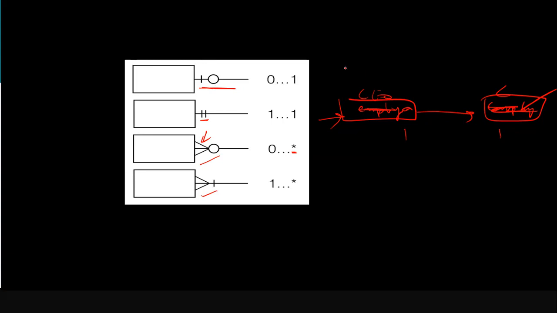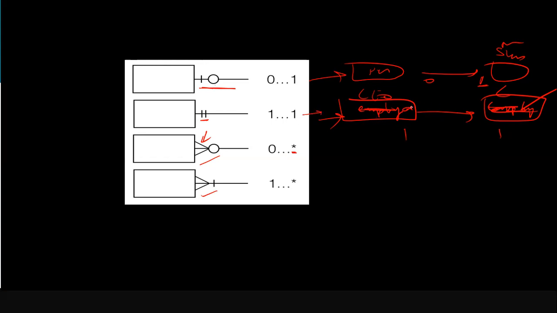Right, so 0 to 1 is something like marriage, right? A person's marital status can be single. Zero means unmarried, one means married, right? Either a person can be unmarried, or he can be a married person. So zero, or one. This is one example. One-to-one is this one.